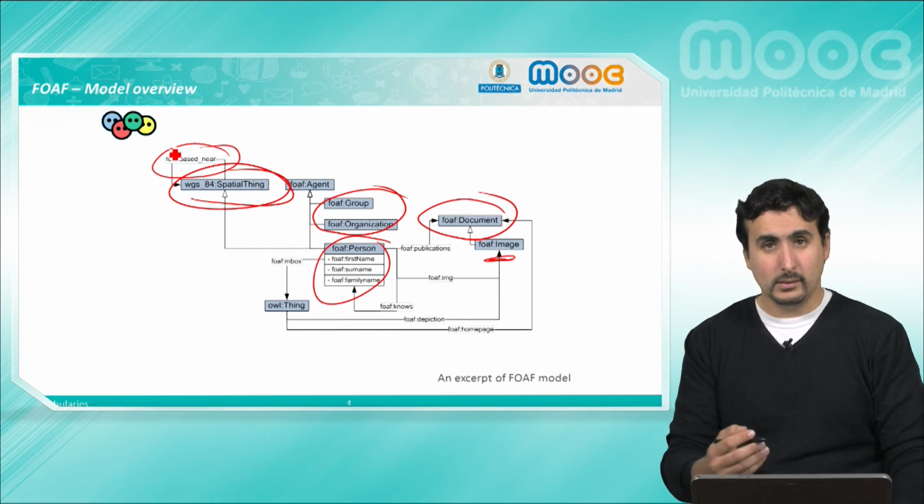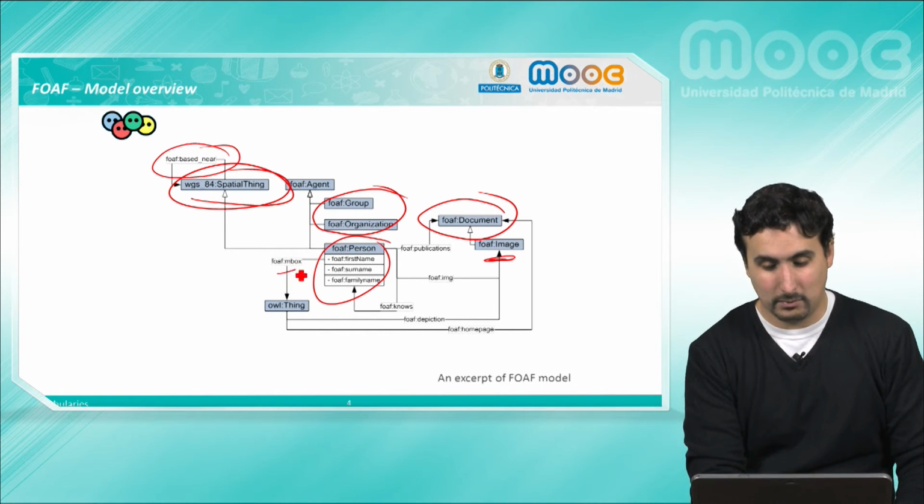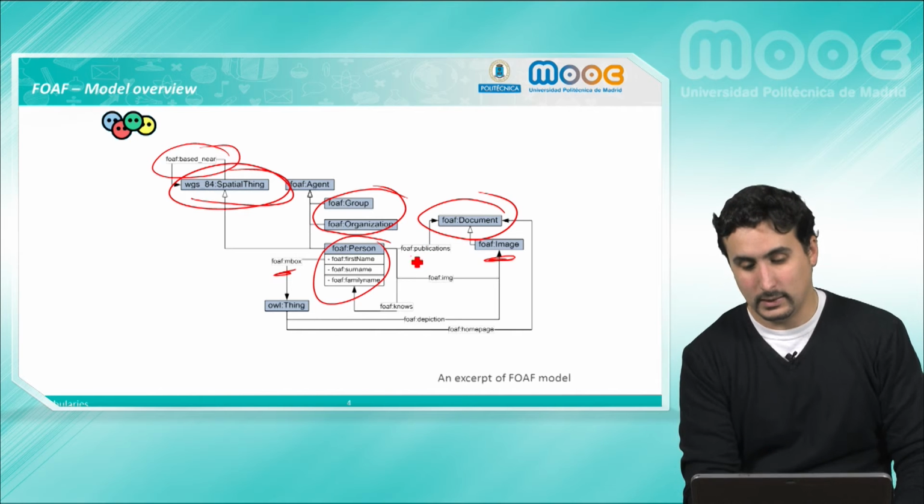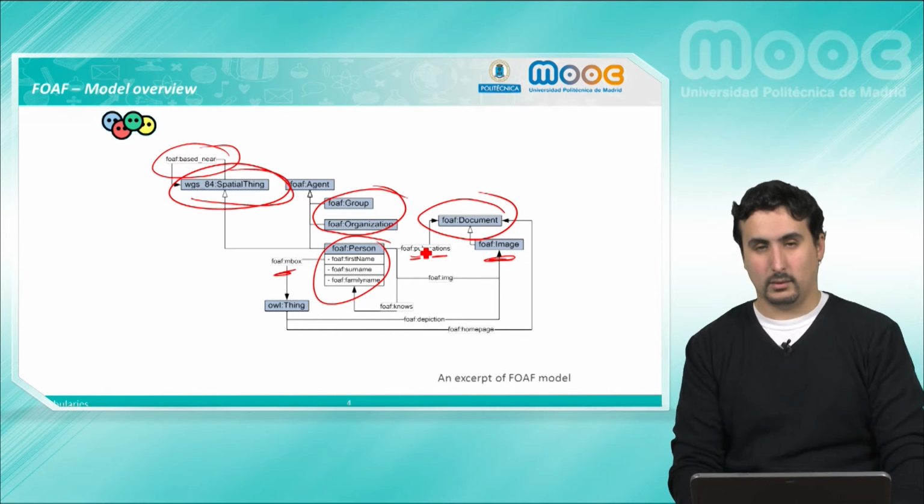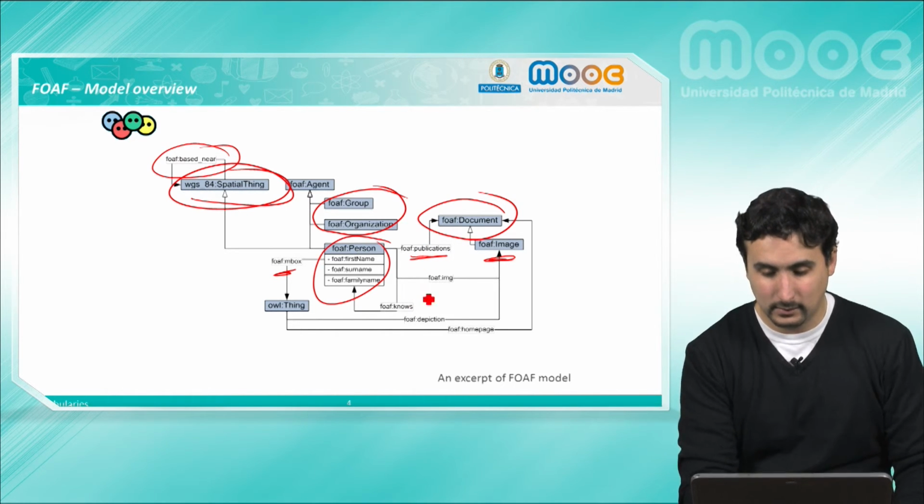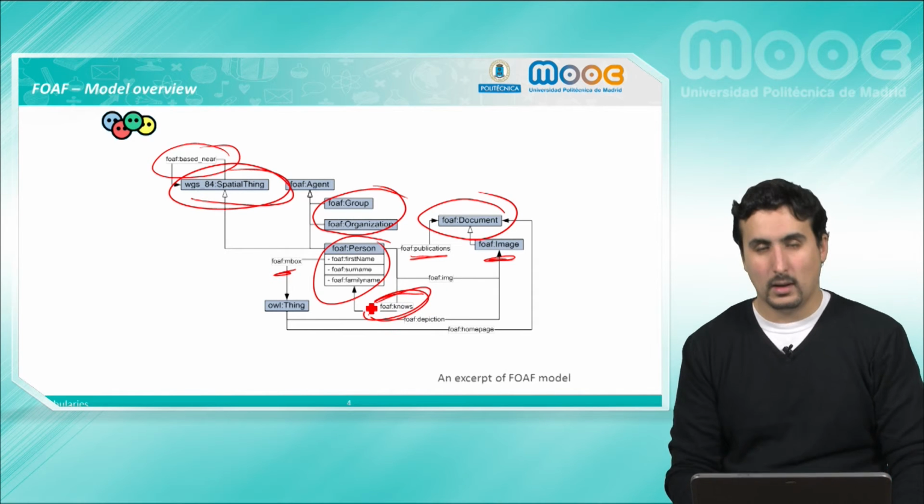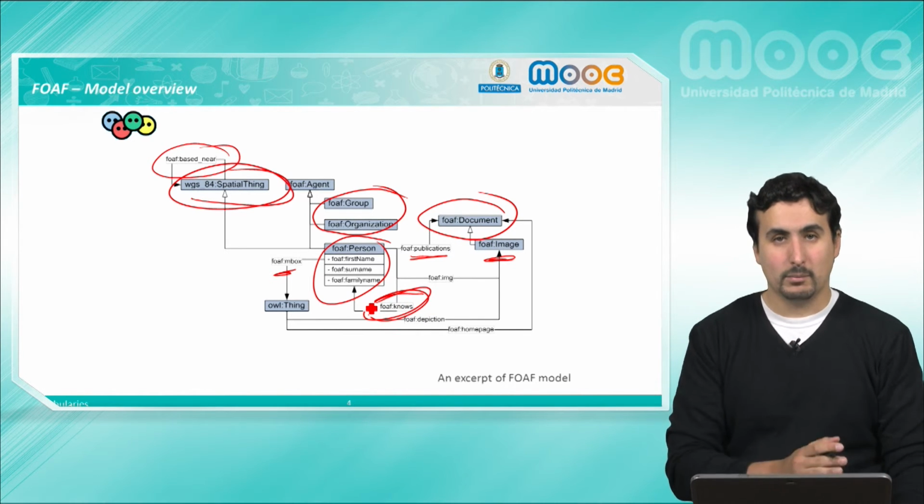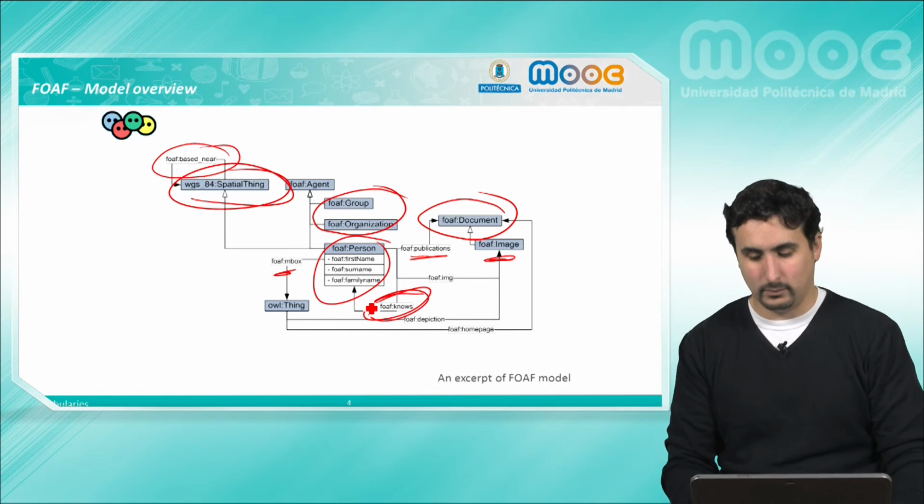We will have properties on FOAF for describing the mailbox information, for example, or the publications of a person. As well, we have a property dedicated to state that a given person knows another person.